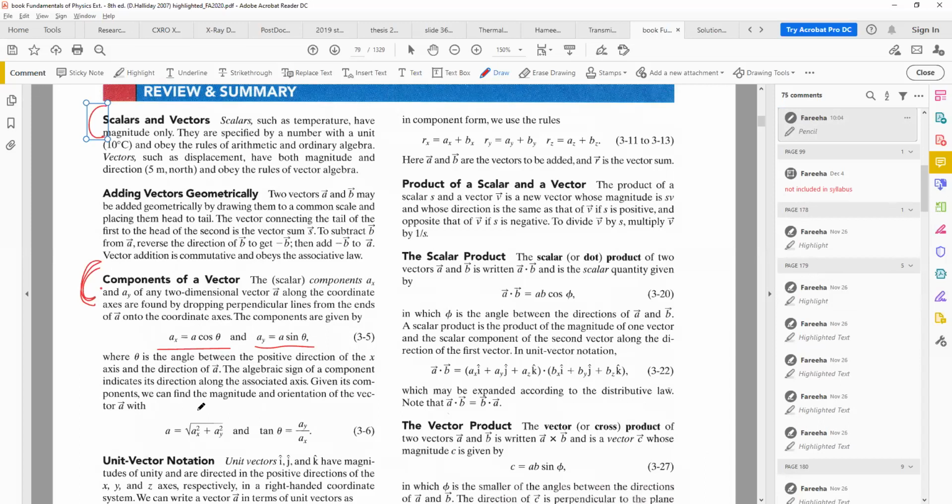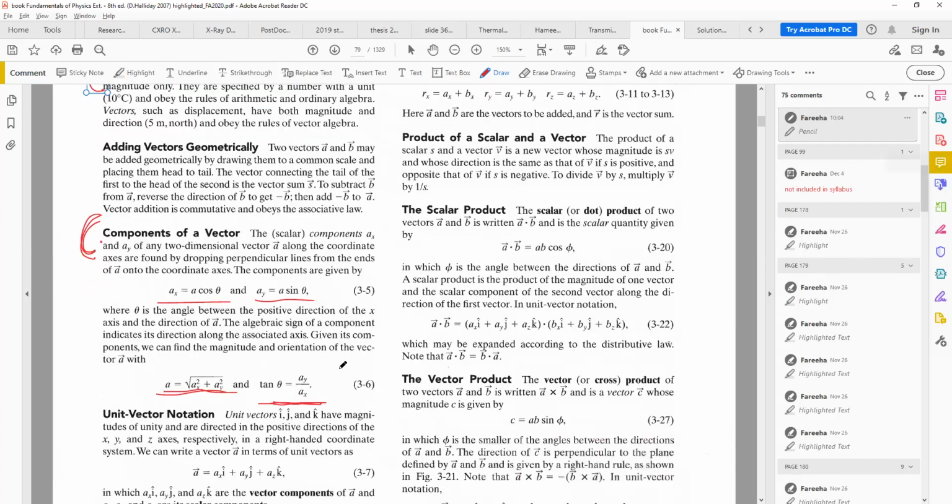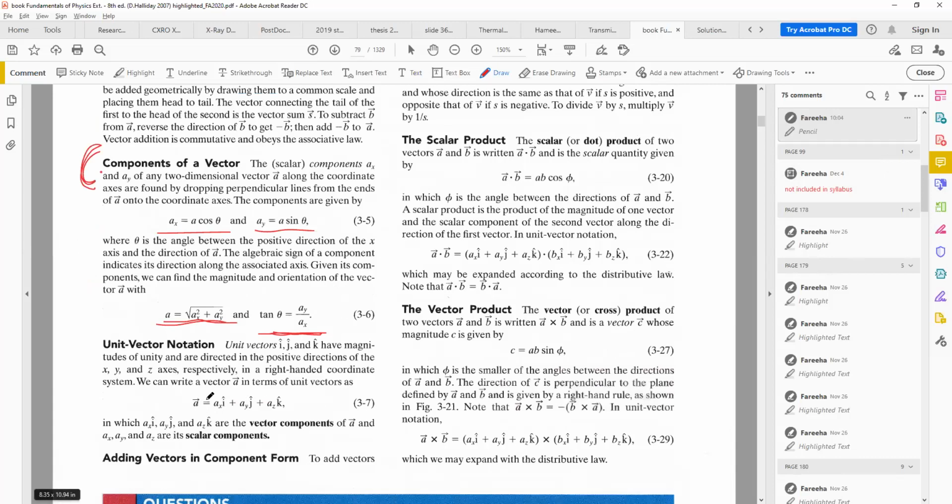Similarly, you can then apply the Pythagoras theorem and find the magnitude of the vector. If you have ax and ay, you can add their squares, take the square root, and find the magnitude of the vector. And in order to find the angle between the vectors, you take the tangent of this angle. So these were some concepts we studied. And then we talked about the fact that we have unit vectors i, j, and k, and you can find a resultant in terms of these unit vectors.